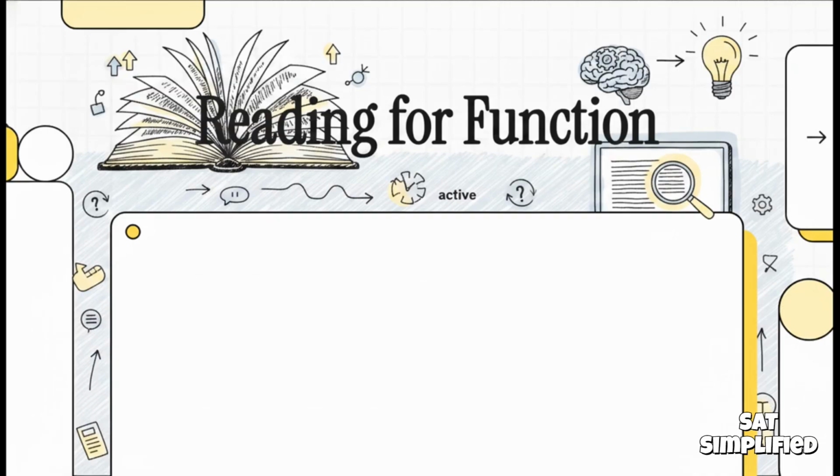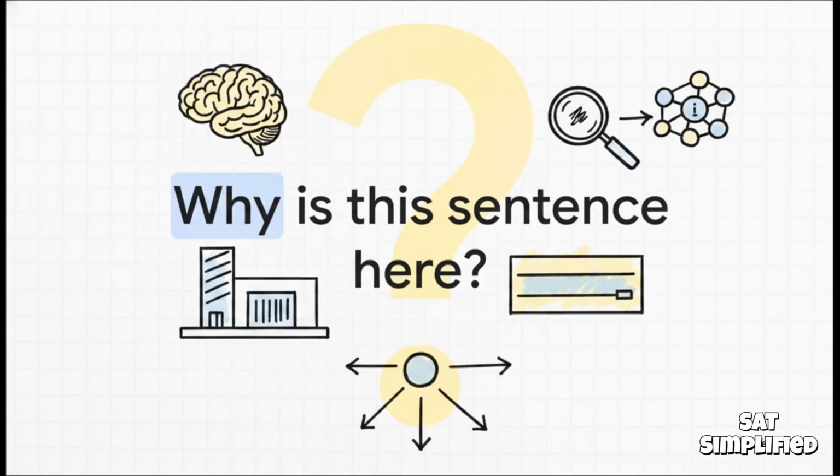It's time to move from being a passive reader to an active, strategic thinker. So the absolute single most important question you must ask yourself to master rhetorical reading is this: why is this sentence here? Seriously, the SAT is absolutely an argument comprehension test. It isn't just about finding that one hidden detail, right? It's about seeing the architecture of the passage.